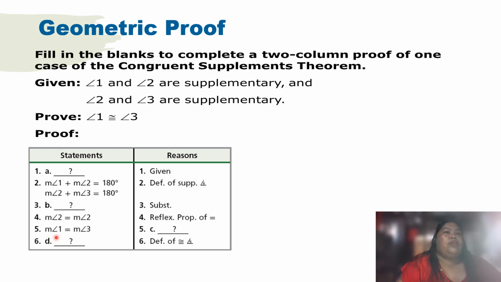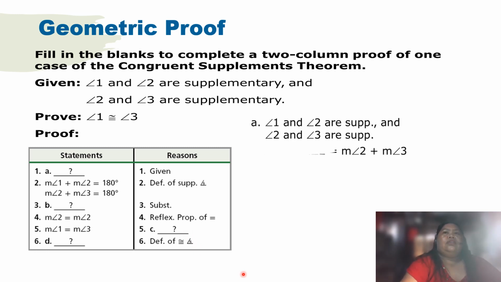Then we could say that measure angle 1 equals measure angle 3. So what's the reason? Our reason here is from the subtraction property. Therefore, we could say that angle 1 is congruent to angle 3 by the definition of congruent angles. Okay? So these are the answers.